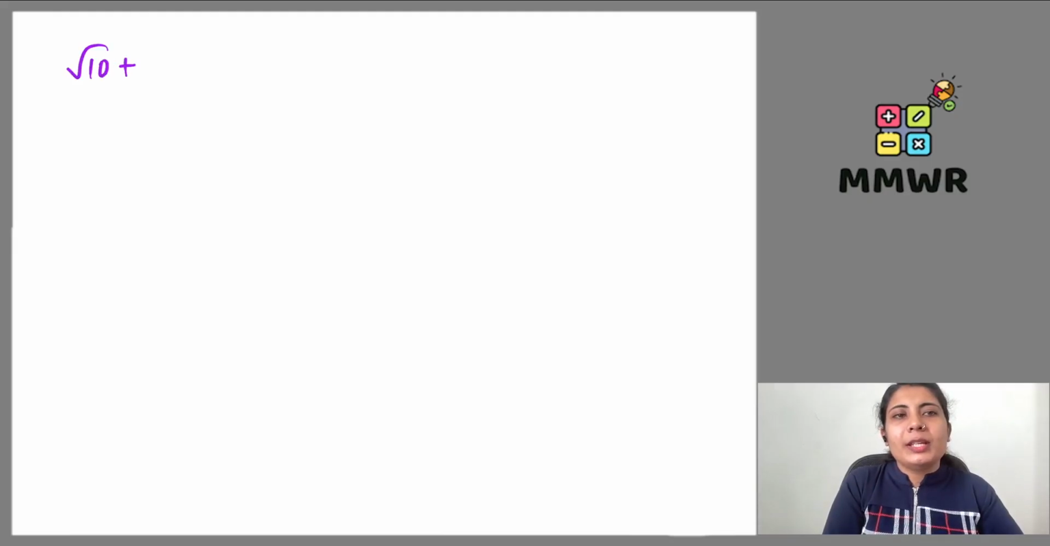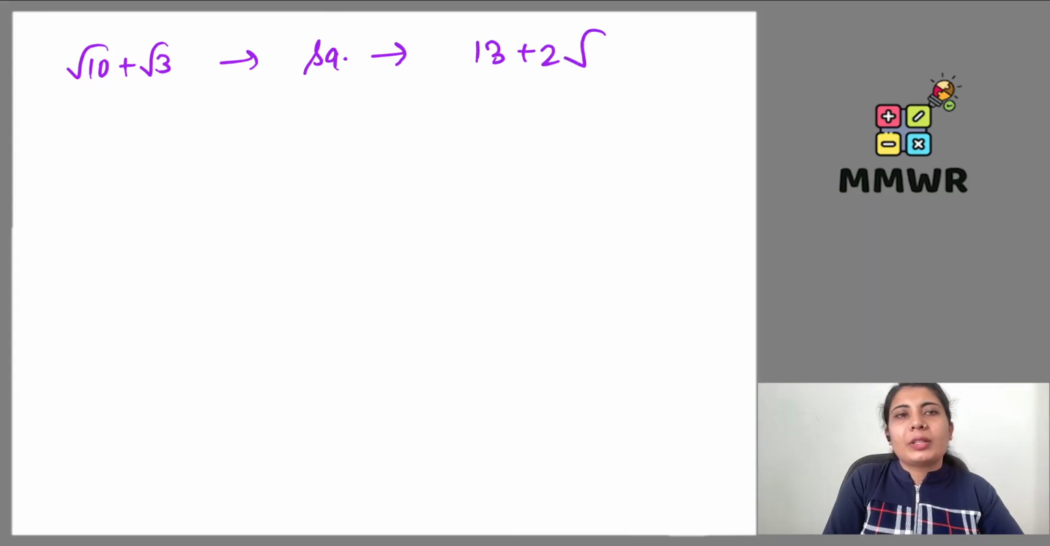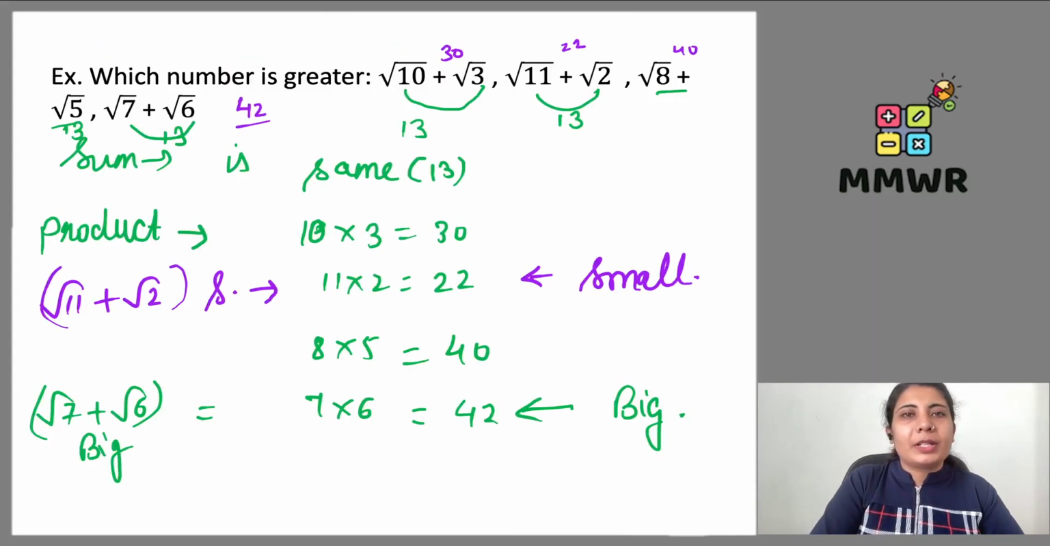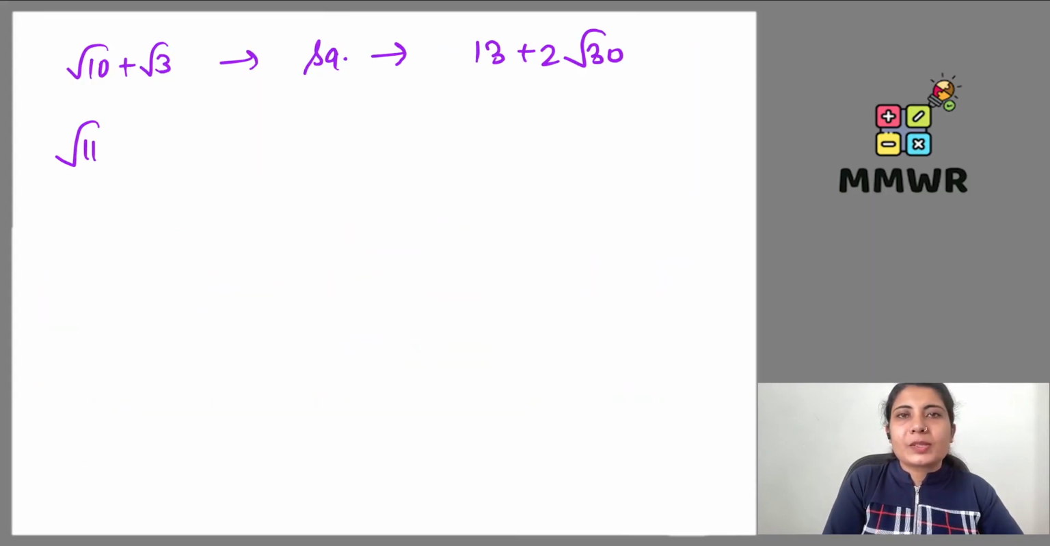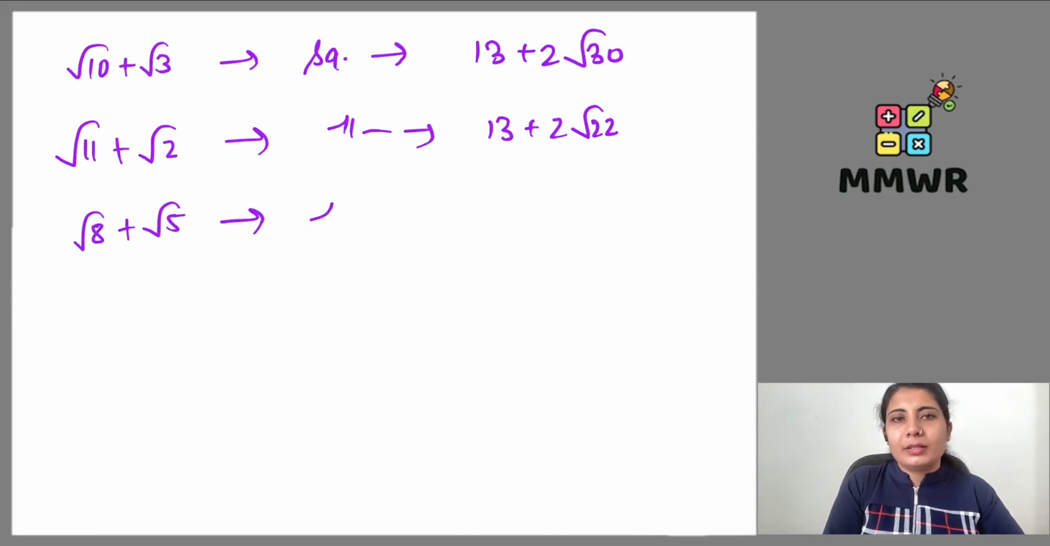Root 10 plus root 3, when I take the square, gives me 10 plus 3, 13 plus 2 root 30. Second number is root 11 plus root 2. Again I will take the square, and this gives me 11 plus 2, 13 plus 2 root 22. The next number is root 8 plus root 5. Okay, this is the longer method.